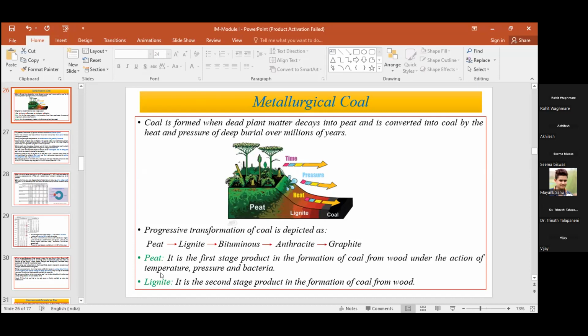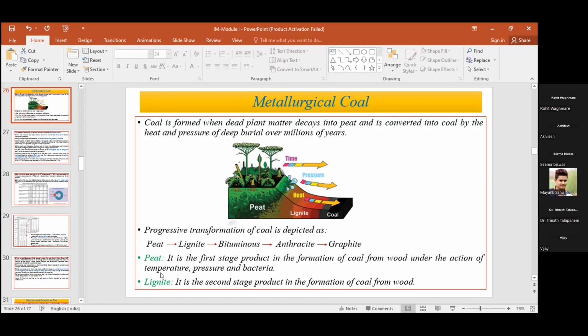So, in the last class, we discussed various iron ore deposits which are present in the country. And today we will be discussing metallurgical coal, which is used for the preparation of metallurgical coke.